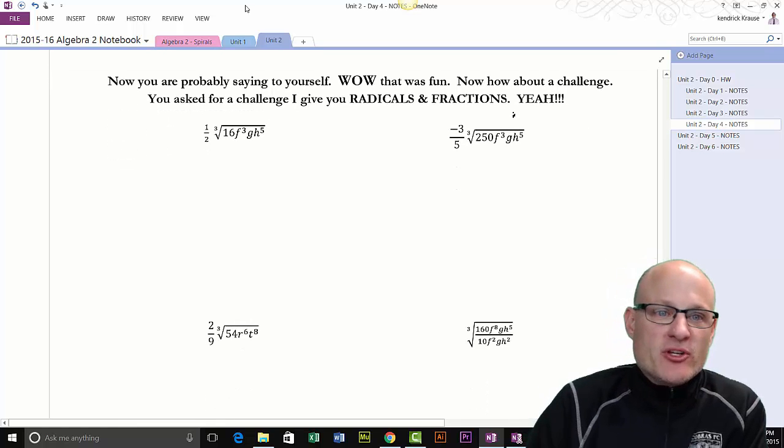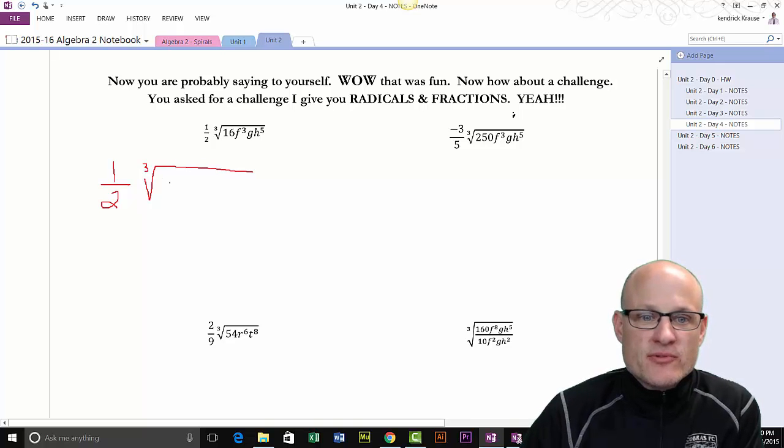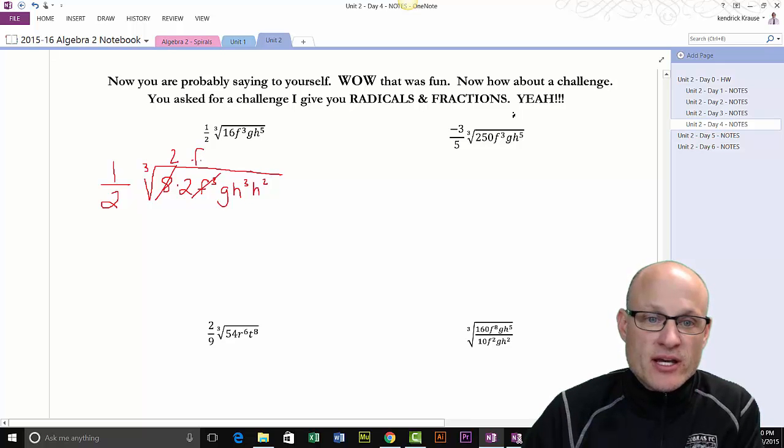All right, we'll start with cube roots. We'll make this simple. We'll go like this. So don't worry about this fraction. It's just 1/2. Cube root. So the perfect cube that goes into 16 is 8. So it's 8 times 2. F cubed is a perfect cube, so we'll leave it. G, can't do anything with it. And H will split up. H cubed, H squared. So what is the cube root of 8? It's 2. Cube root of F cubed, it's F. Cube root of H cubed, it's H.